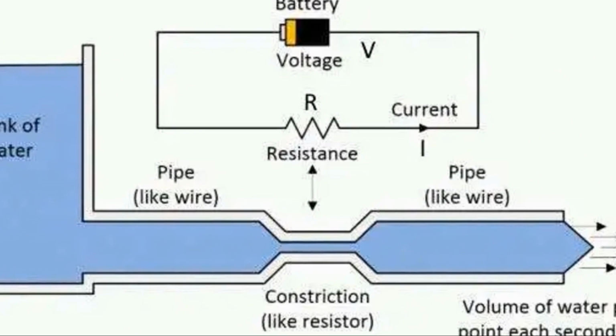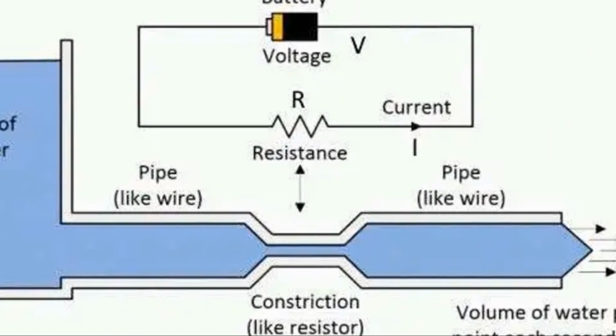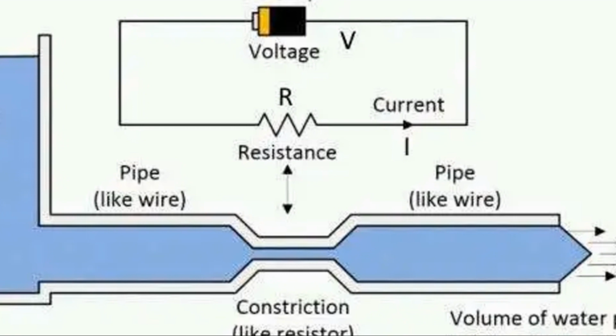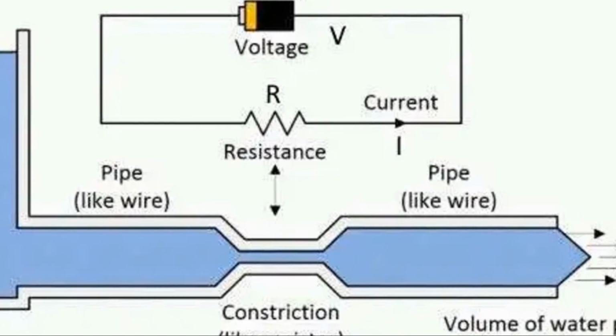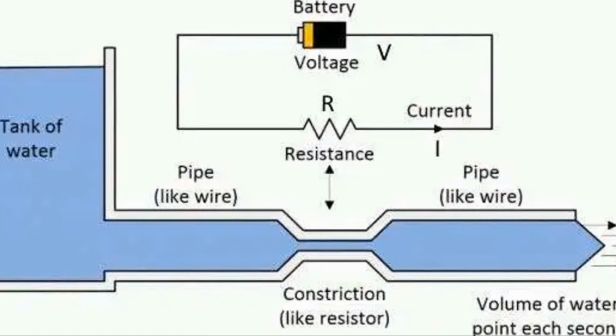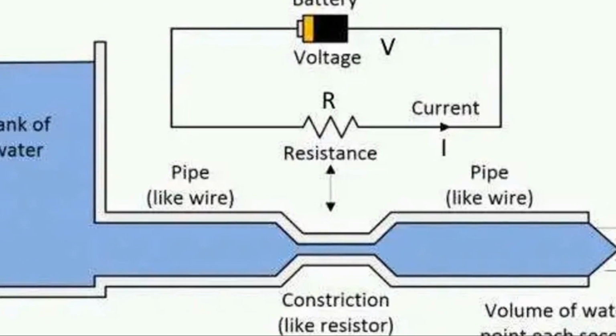Now consider what would happen if there were obstacles in the water pipe. The speed of the water flow would decrease, right? This obstacle is akin to resistance in an electrical circuit. Resistance opposes or resists the flow of current. It's measured in ohms. But what factors can influence the resistance of a conductor?